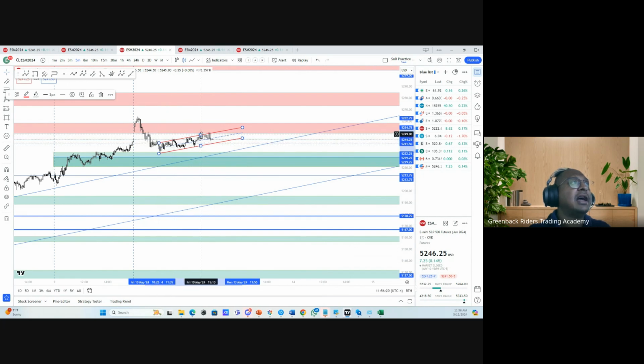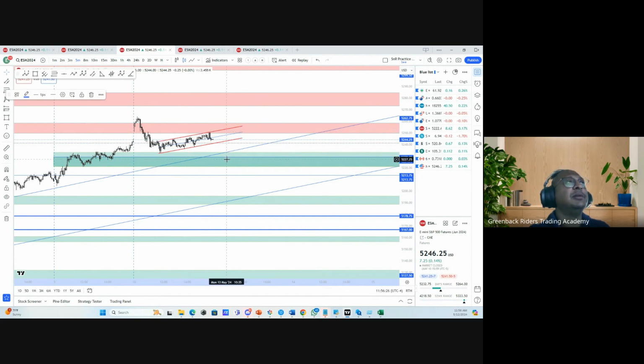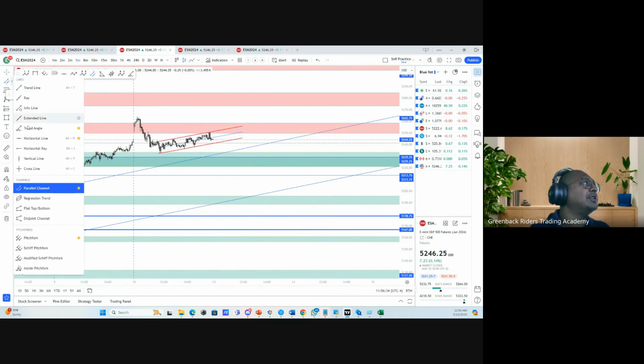This was my highest high. I took it and I put it here and see what happened. We went to the top of the channel. We got rejected and came down. However, this whole thing is looking, it is going up, right? It's a bullish channel. Now, what is the angle of the channel?